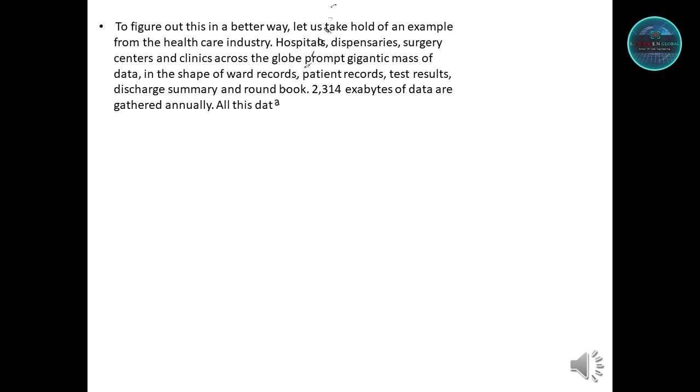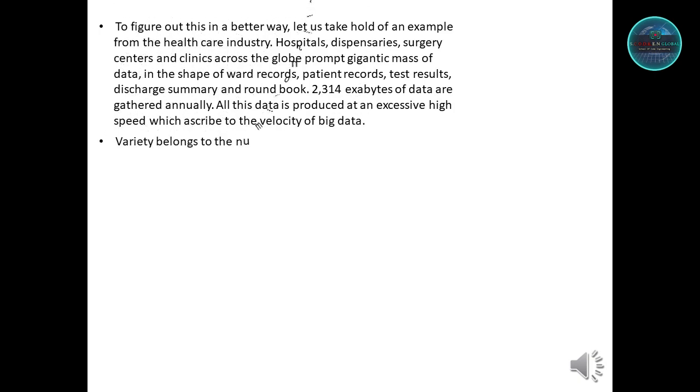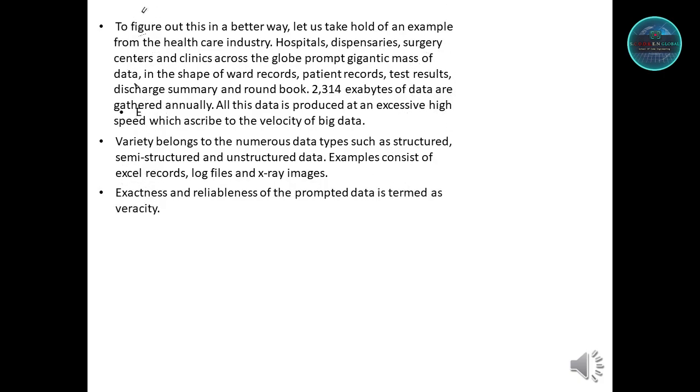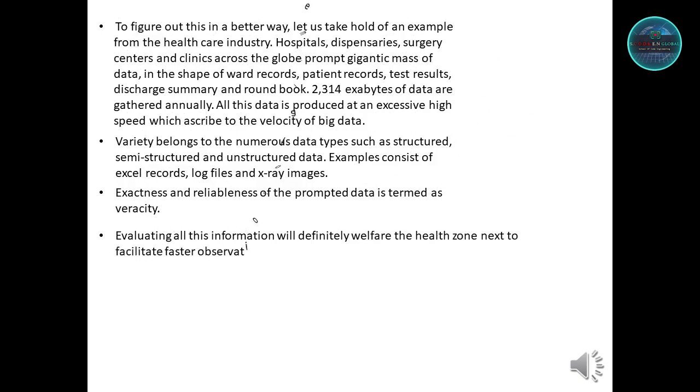All this data is produced at an excessively high speed, which is attributed to the velocity of big data. Variety belongs to the numerous data types such as structured, semi-structured, and unstructured. Examples consist of Excel records, log files, and X-ray images. Exactness and reliability of the produced data is termed as veracity. Evaluating all this information will definitely benefit the health sector by facilitating faster diagnosis of ailment, superior nursing, and cost reduction. This is known as the value of big data.